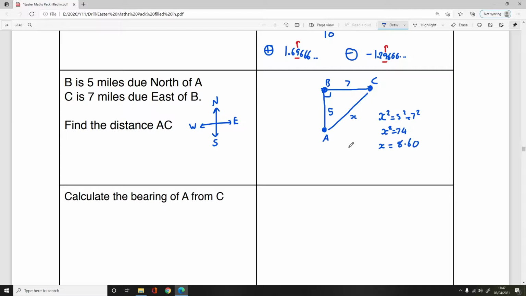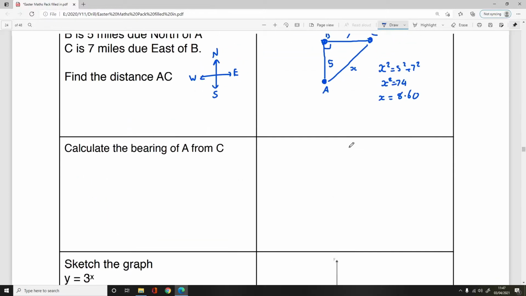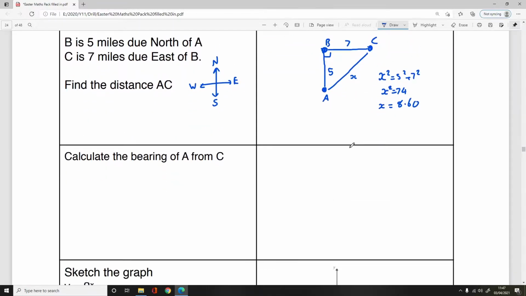But then there's a follow-up. We want the bearing of A from C. Okay, and bearings is, I think, something we're a little bit less confident on. So let's draw the bits of the questions that are relevant, I suppose. From C to A. Now, what do we know?